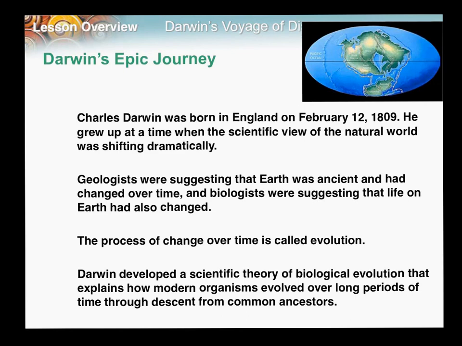He grew up at a time when the scientific view of the natural world was actually shifting. Geologists were beginning to suggest that the Earth was ancient and had changed over time, and biologists were suggesting that life on Earth had done the same thing. The process of change over time is called evolution. Darwin developed a scientific theory that helped explain biological evolution. It shows how modern organisms evolved over long periods of time through descent from common ancestors. This view of the world that we're all pretty familiar with now is just coming about when Darwin is born.